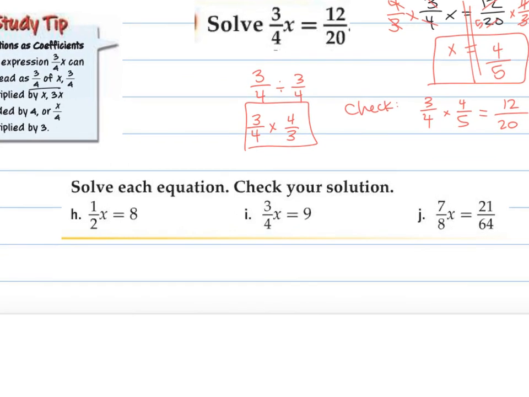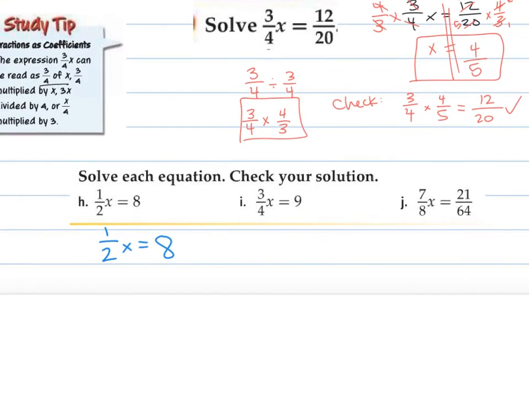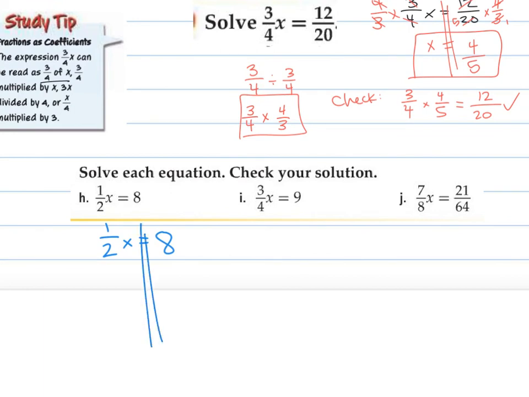Okay, so there's 3 here that I want you to try. Make sure to check your answers. So we have 1/2 x equals 8. I'm going to rewrite it below so I don't have that in the way. Okay, so train tracks. Now I'm going to multiply both sides by the reciprocal, or the multiplicative inverse. So 2/1. Multiply the other side also by 2/1.